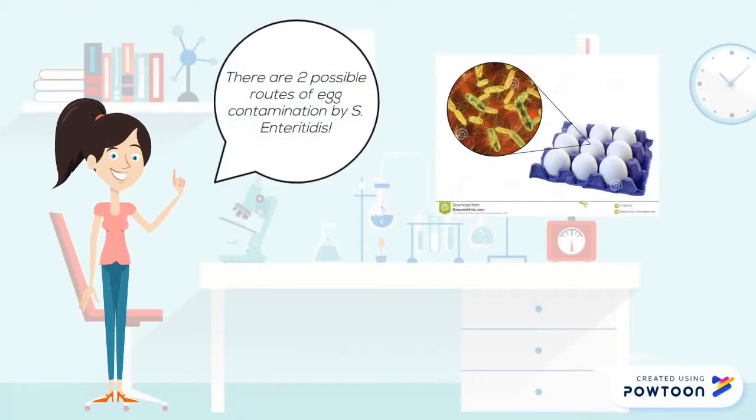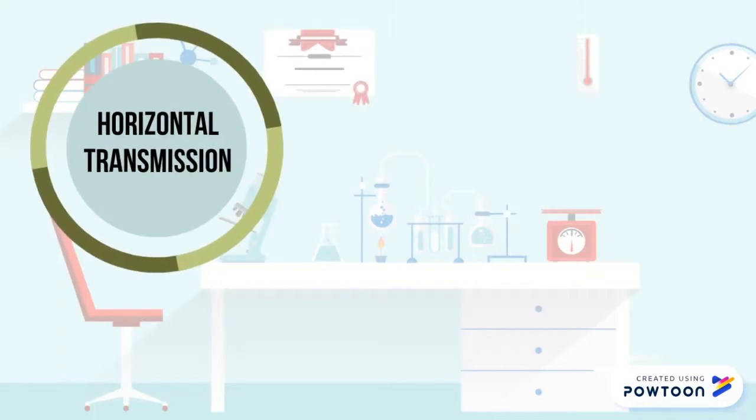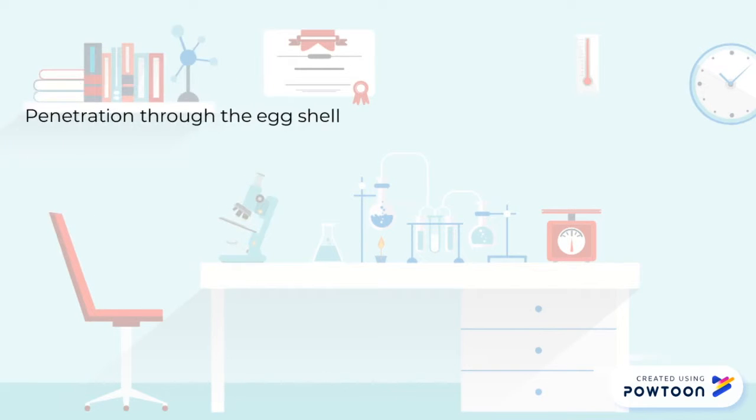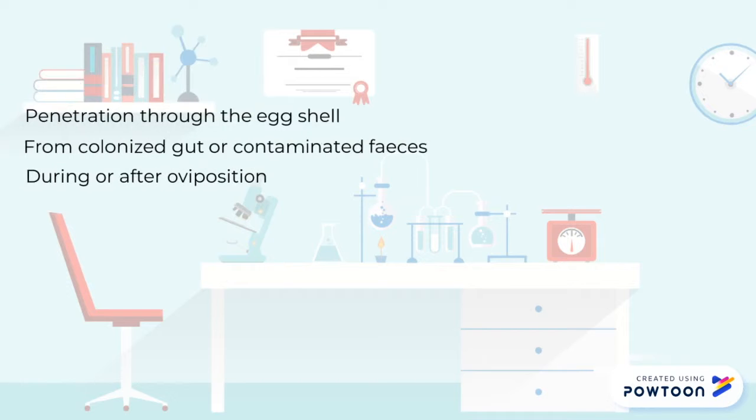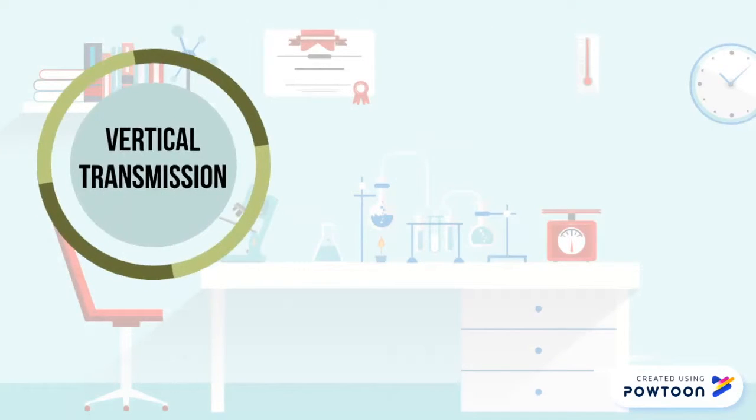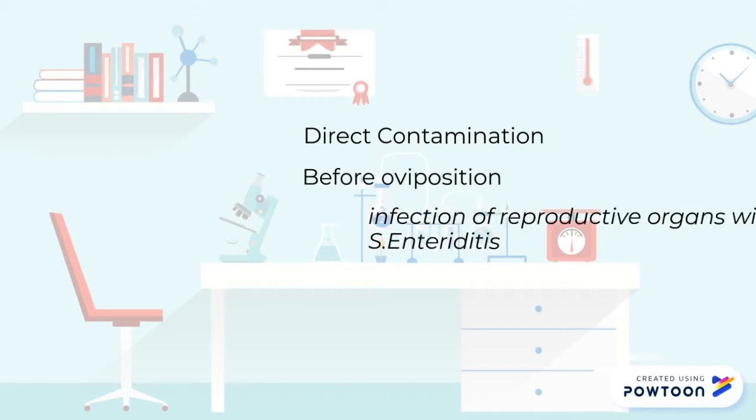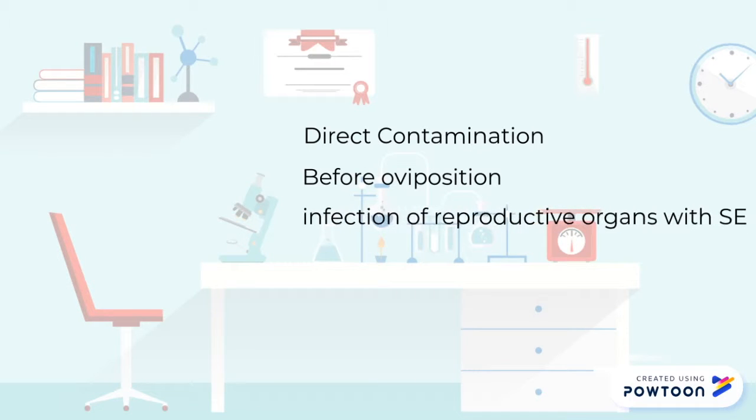There are two ways that eggs can be contaminated by Salmonella. The first possible route is horizontal transmission, through penetration through the eggshell from the colonized gut or contaminated feces during or after oviposition. The second possible route is vertical transmission through direct contamination of the yolk, albumen, and eggshell membranes or eggshells before oviposition, originating from the infection of reproductive organs with Salmonella enteritidis.